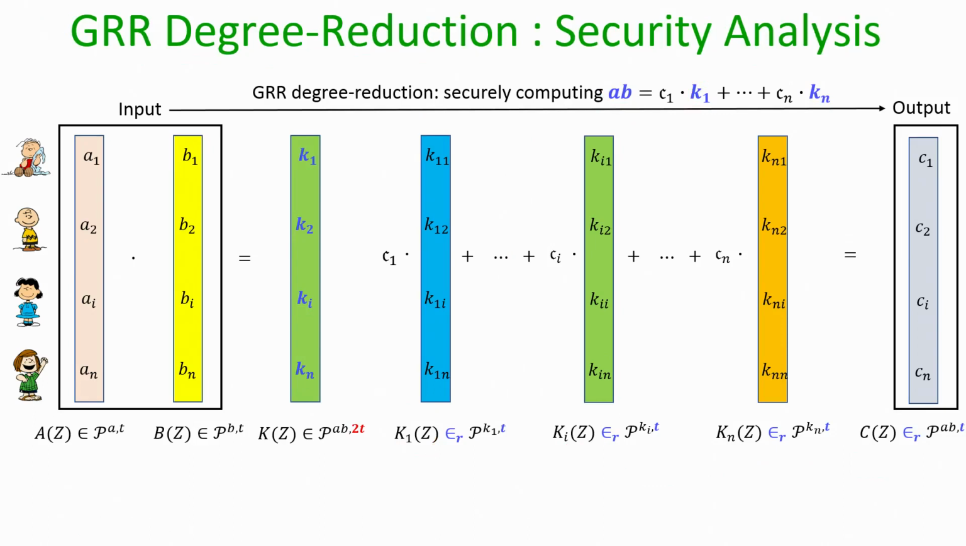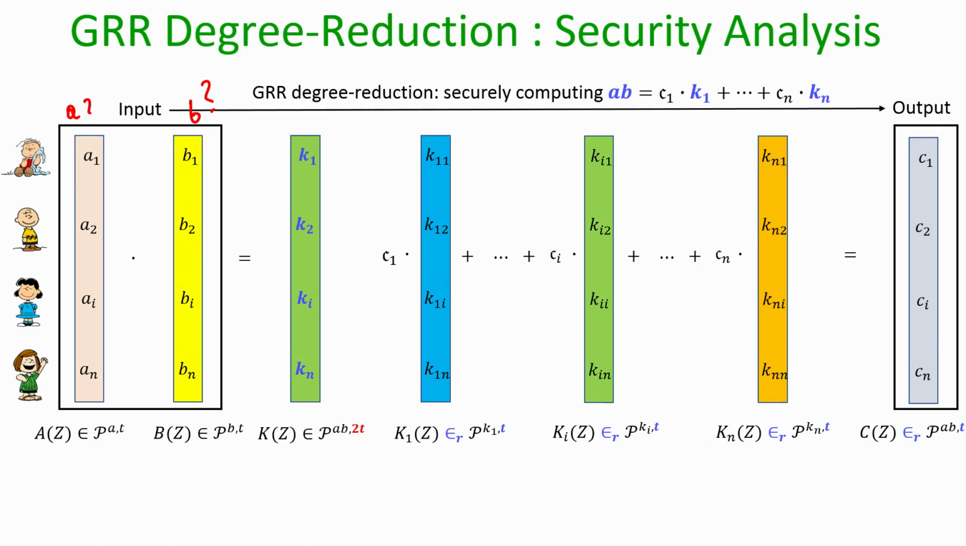Now, what about the security analysis, right. Remember, in the degree reduction problem, the goal was that no additional information about A and B should be revealed. The parties should start with their components of the A vector and B vector, and finally should obtain their component of the C vector. In the process, no additional information about A or B or C should be revealed.